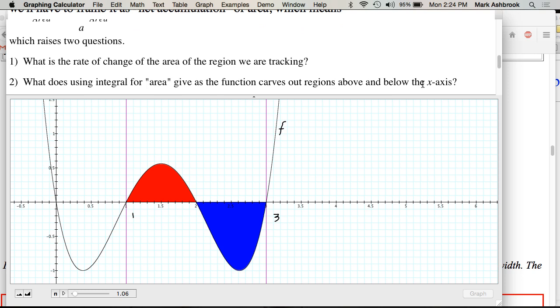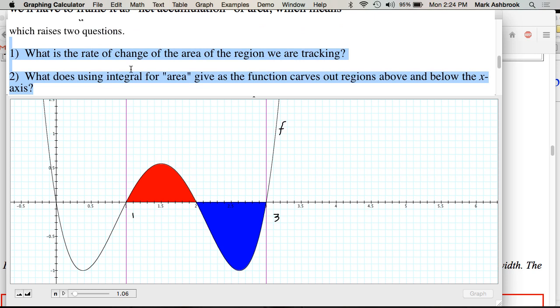But then the second question that it raises, so that raises two questions. The first one we talked about: what is the rate of change of area of the region we are tracking? If we're going to write it as an integral, we have to have that rate of change function. The second question is, what does using an integral for "area" give us as the function carves out regions above and below the x-axis? We've got to investigate what's going to happen as the function changes from positive to negative, negative to positive. What is that going to mean if we're trying to write something to do with area in terms of an integral?